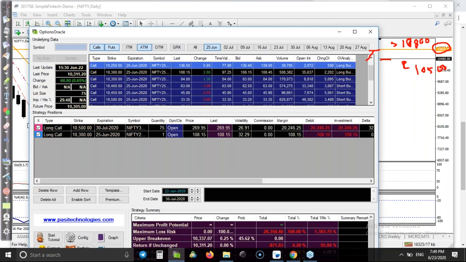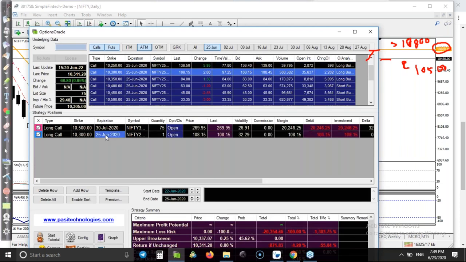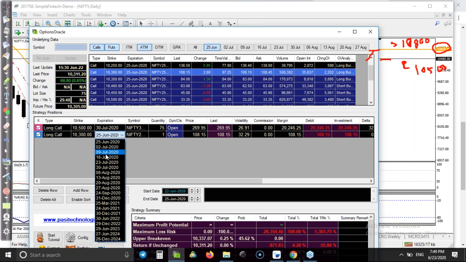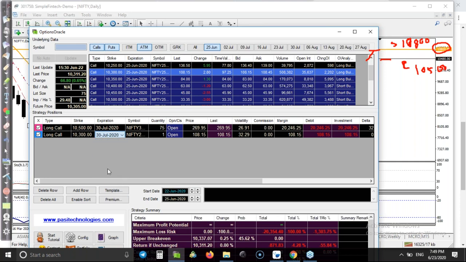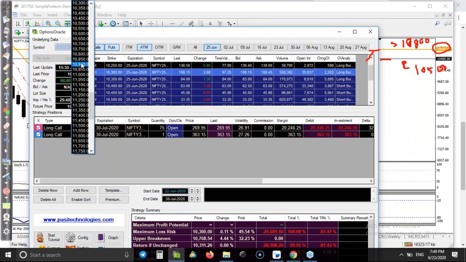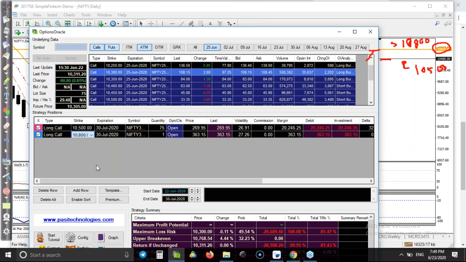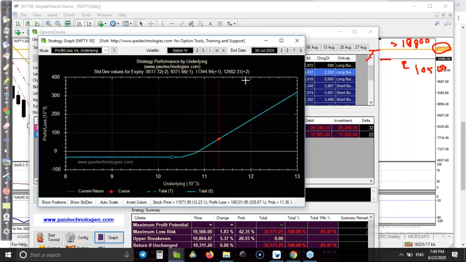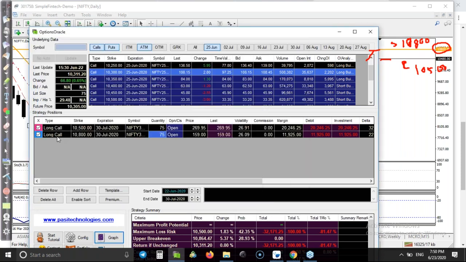Now go there, and we need the same expiry date. Remember the expiration, 30 July, and change this target to 10,800. Okay, now see, 75. Now the graph looks like that. Sorry, the graph is not like that, it's not long, it is sold. All right, short, remember, short 10,800.